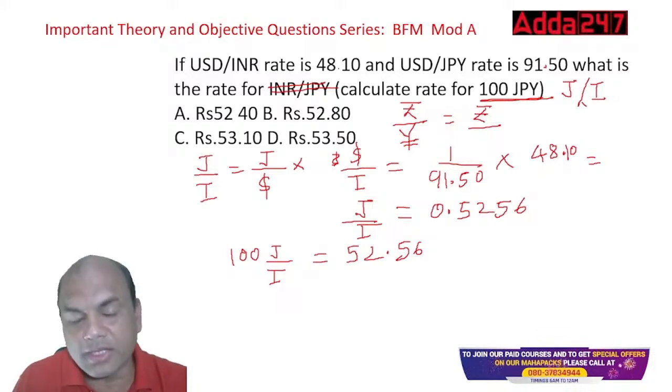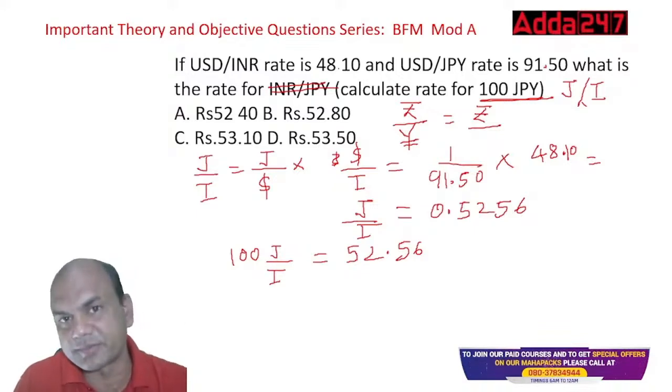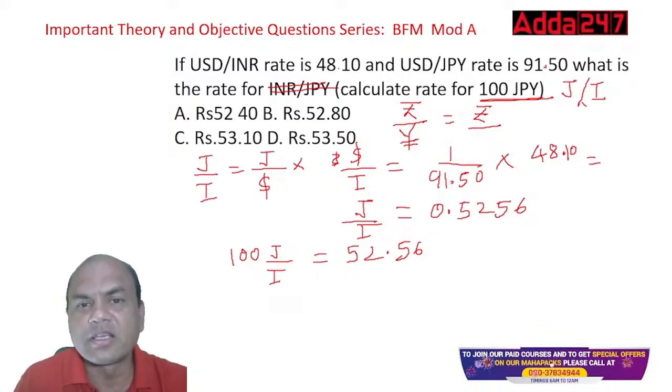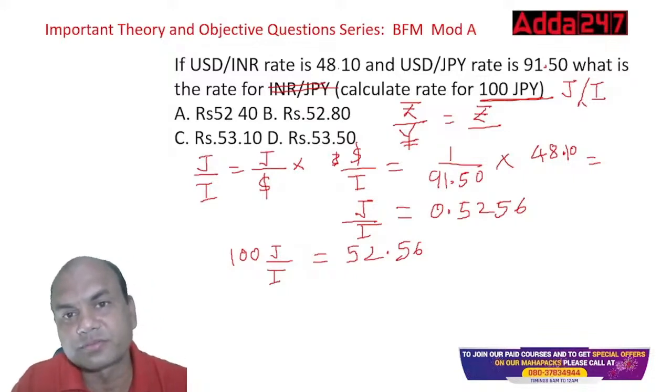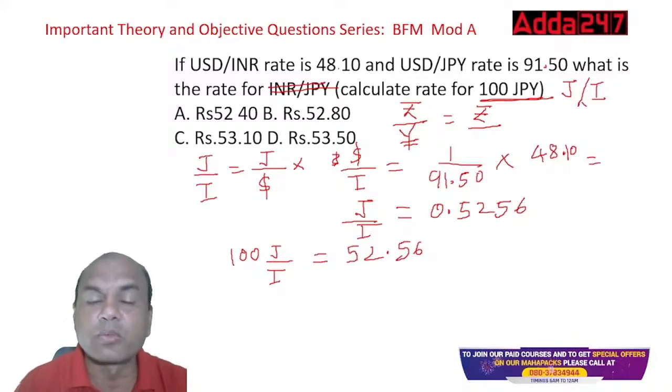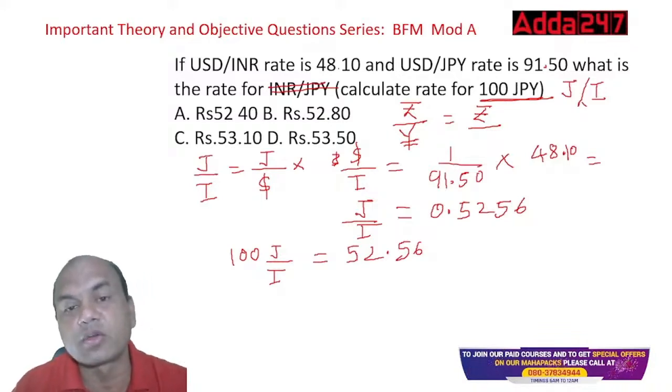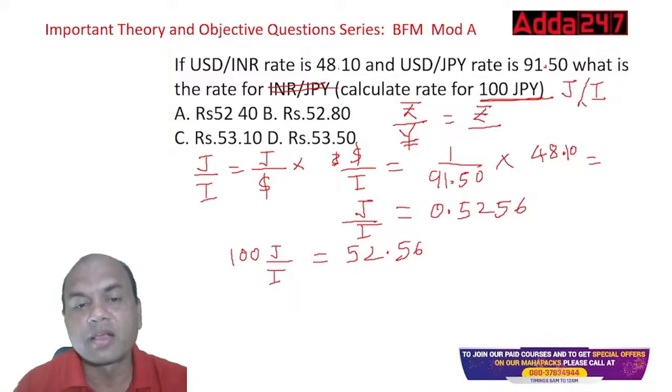If I ask you, okay, let me ask you this question. 100 JPY equals 52 INR, let's say. Forget this 0.56. Now tell me, who is stronger? JPY is stronger or rupee is stronger? 100 JPY equals 52 rupees. So who is stronger? Rupee is stronger, correct. Tell me in the comment section, rupee is stronger, correct.